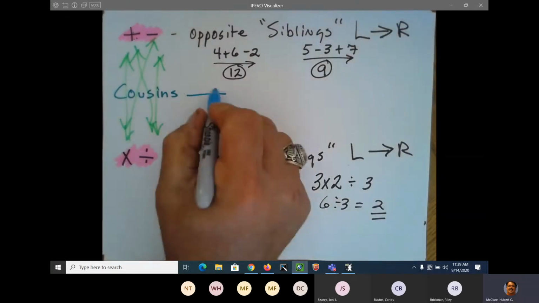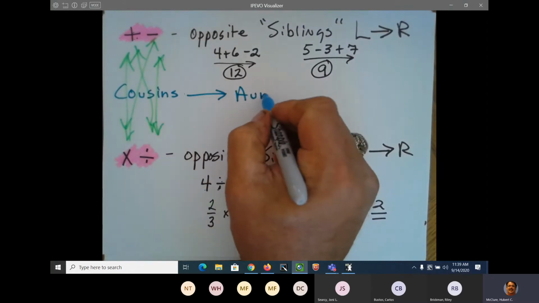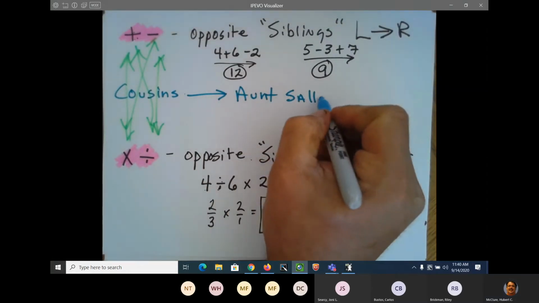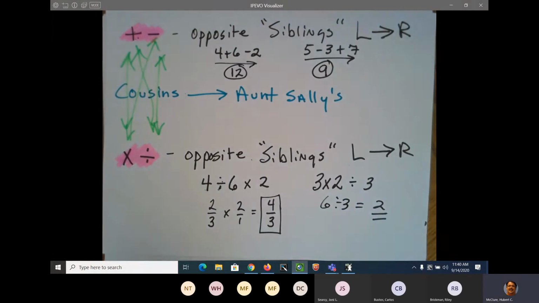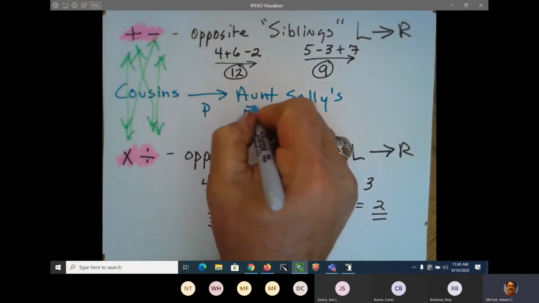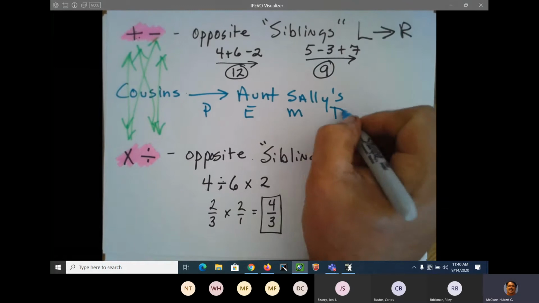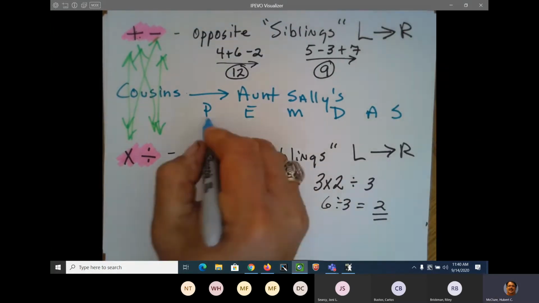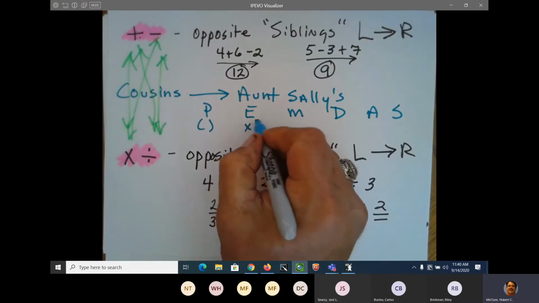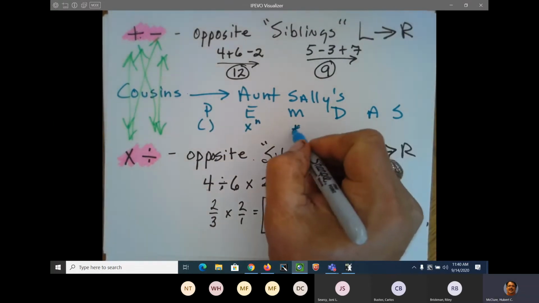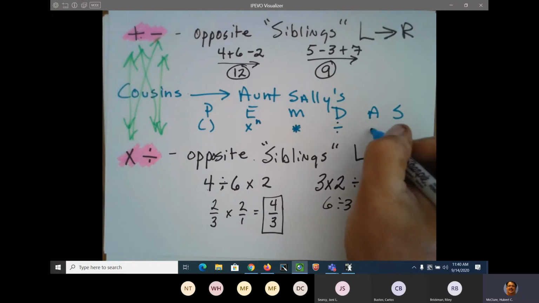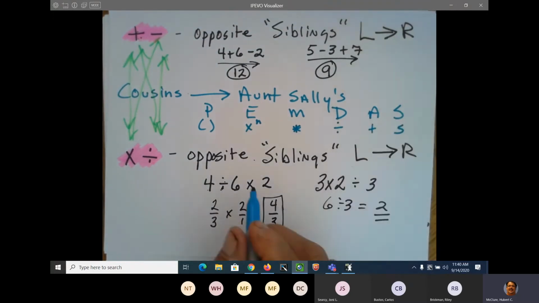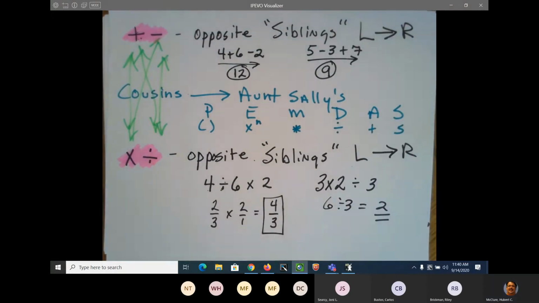And cousins go to Aunt Sally's house. Please excuse my dear Aunt Sally. Parentheses, exponents, multiplication, division, addition, and subtraction. So now you know how to do order of operations.